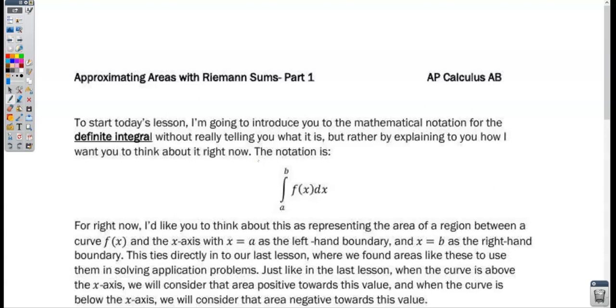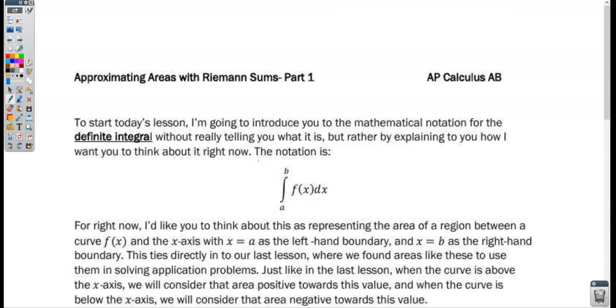Alright everybody, welcome back. In this video we're going to talk about information related to section 6.2 of AP Calculus, approximating areas with Riemann sums. This is part 1 of my lesson. There will be a second part. It's possible that both parts might be in multiple videos as well.